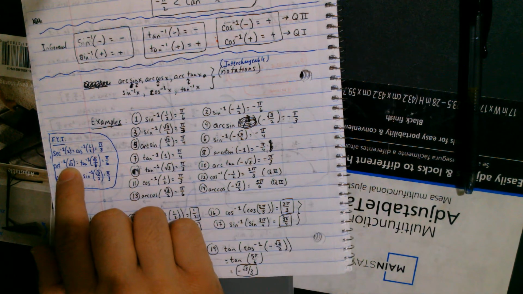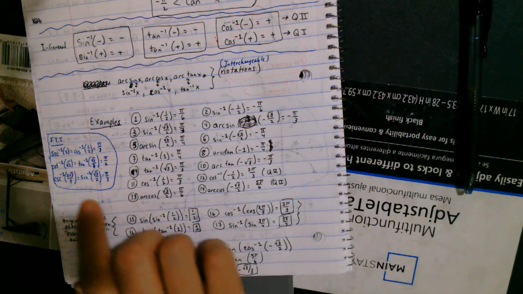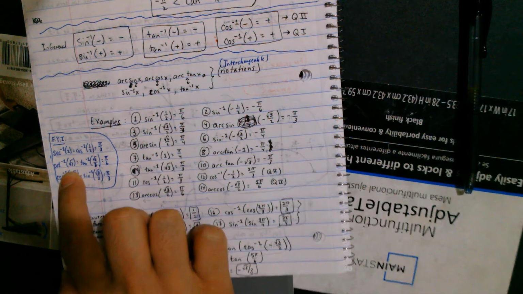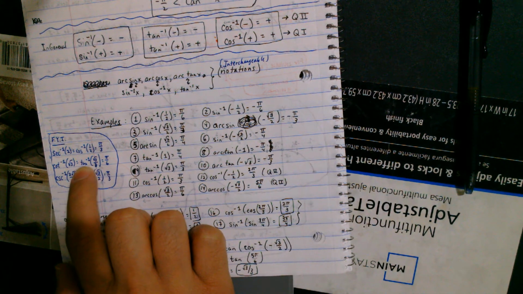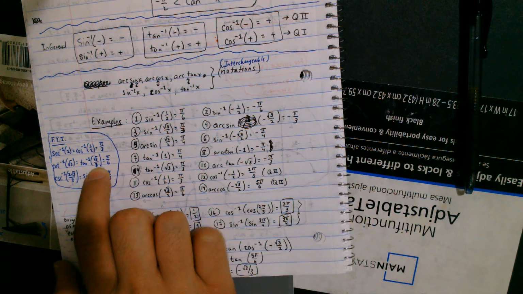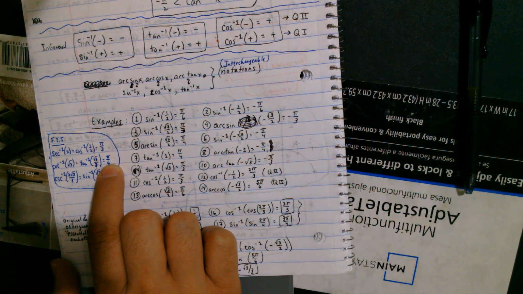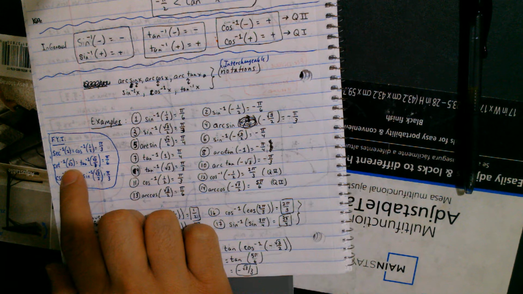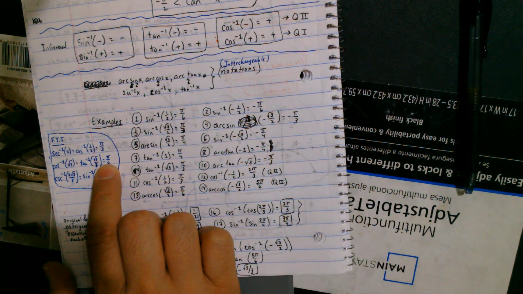Now, as you're dealing with this, cotangent inverse of the square root of 3 is a tan inverse of 1 over the square root of 3, which is a tan inverse of square root of 3 over 3. Now, to get that, you ask yourself, what angle do you know has an opposite of 1 and an adjacent of square root of 3? Well, that's 30 degrees. So cotan inverse of square root of 3 is pi over 6.